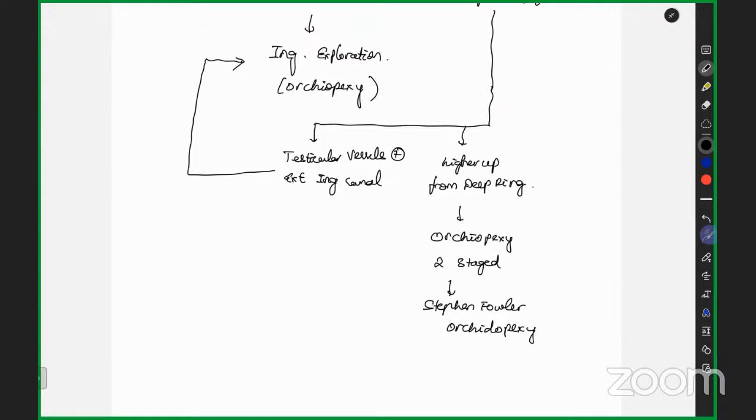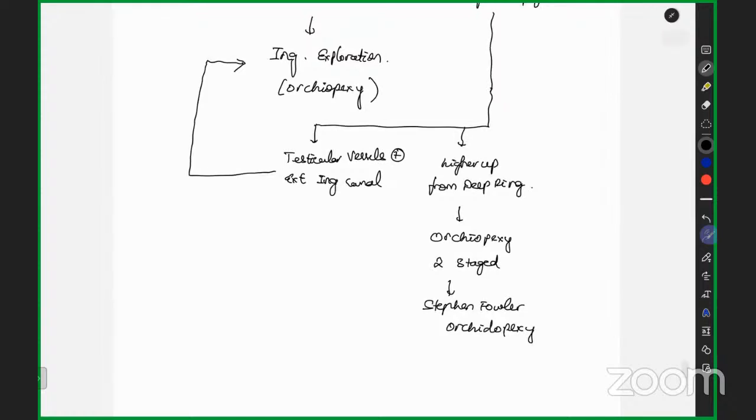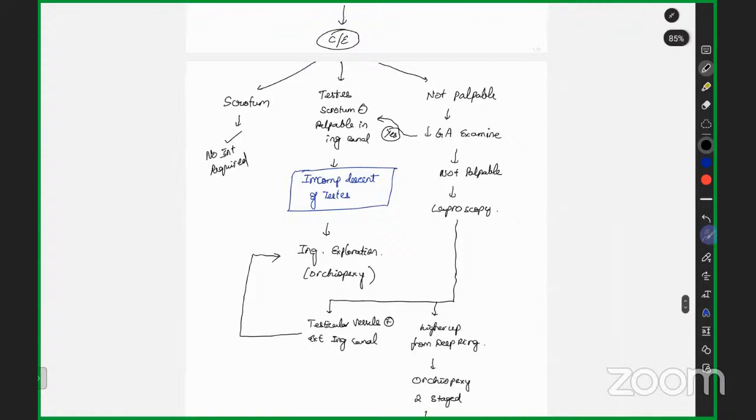I'll explain you everything. Okay, please write it down, whatever I'm writing. See, this is all going to be a shorter form of whatever is given in your textbook.